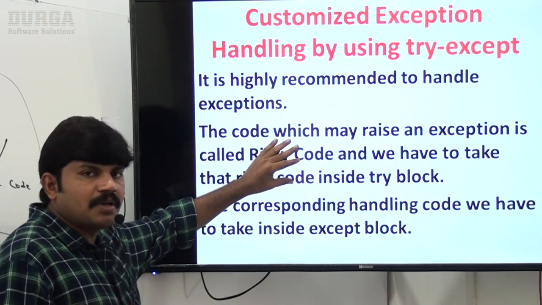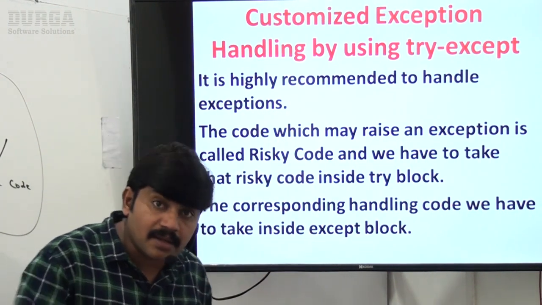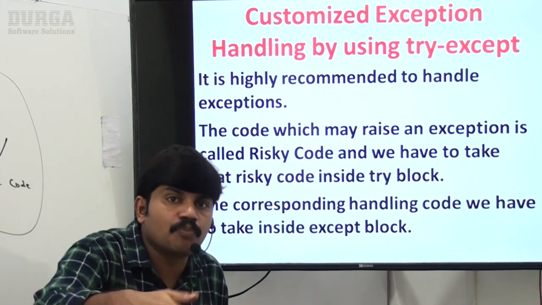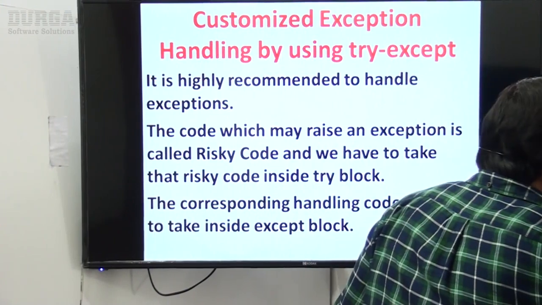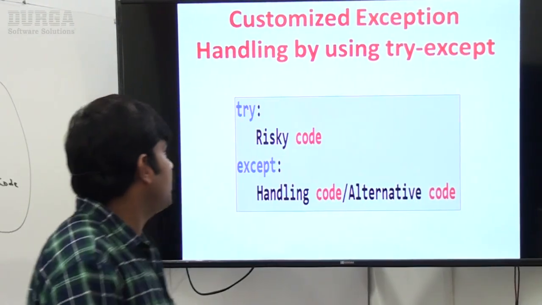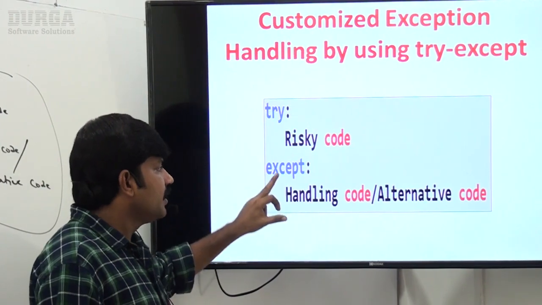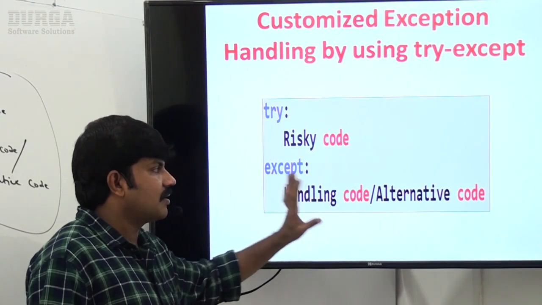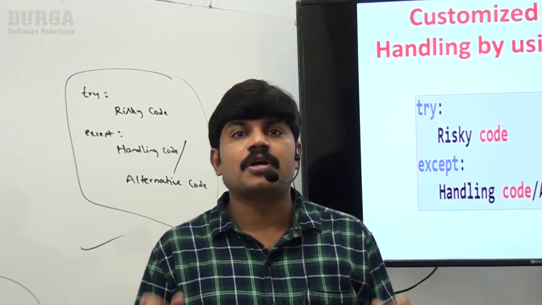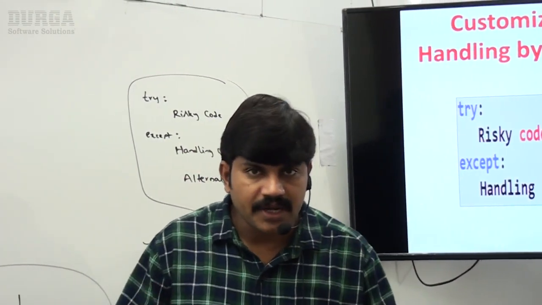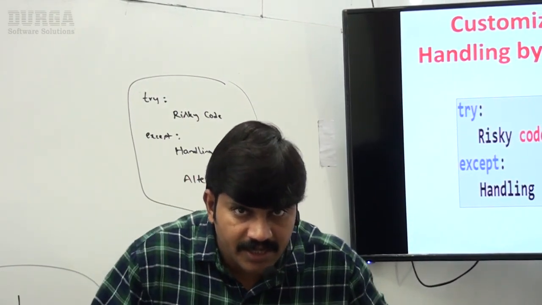So within the try block, if an exception is raised, immediately the except block is going to execute, alternative code is going to execute, and the rest of the program will continue normally. Here we customized the exception handling by using try except. In try we take risky code, inside except handling code or alternative code. So that's all, sir, the first two keywords and how you can use them for exception handling. Everyone got a basic idea about try and except keywords? Any doubt about this?